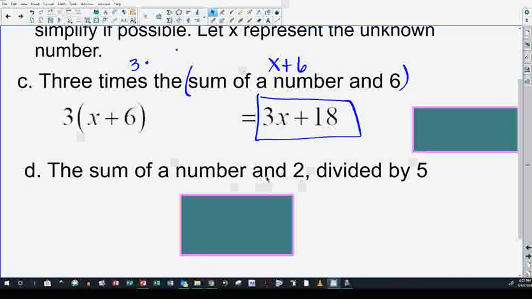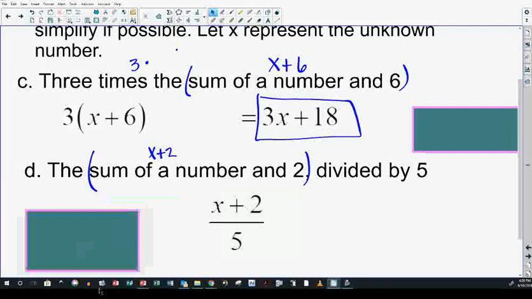Right, the sum of a number and 2 divided by 5. So the sum of a number and 2, that means you've got to add a number plus 2, and then you're going to divide by 5. So it's just going to look like this, and you're going to be done. There's nothing else you can do with that. It cannot be simplified any further, so you're just done.